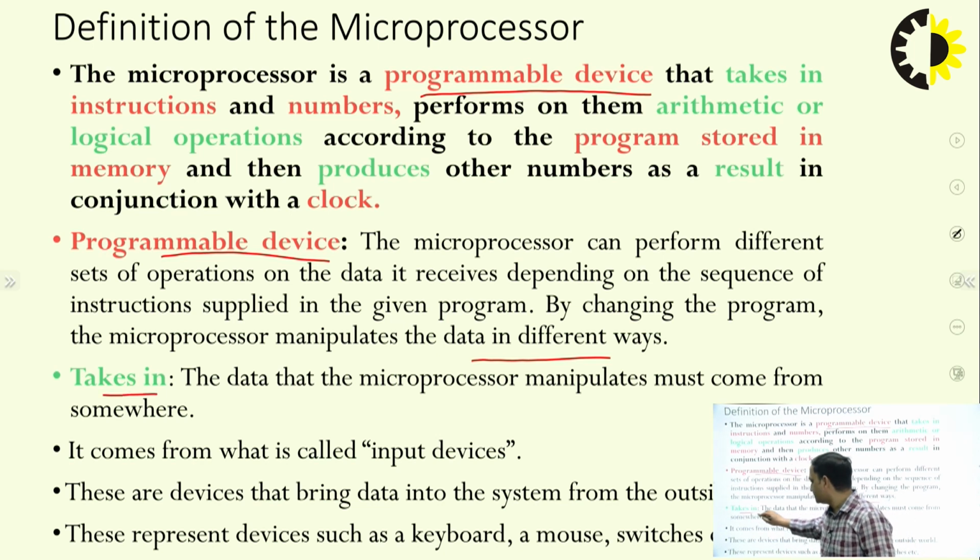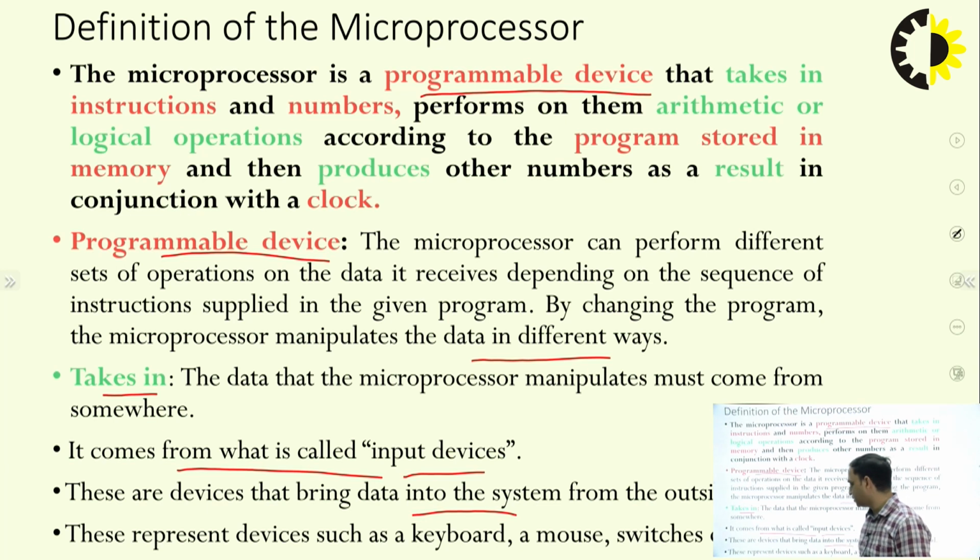Here it says "takes in", meaning into the microprocessor from somewhere else. The microprocessor doesn't contain memory, except if we are talking about the 8085 or earlier microprocessors, where cache memory was not there. It accepts information from the outside world, which comes from input devices, or devices that bring data into the system from the outside world.